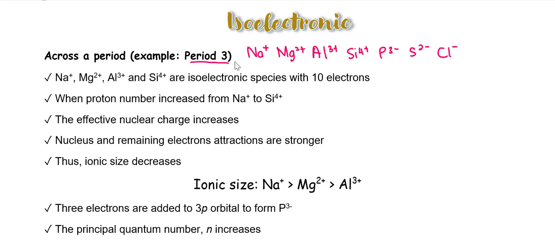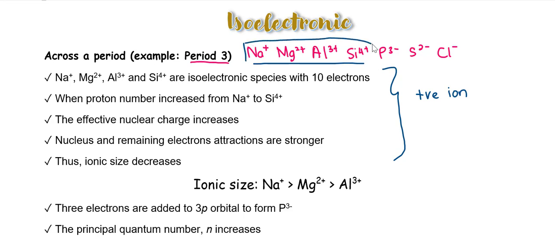So if the question asks you to explain the trend of the isoelectronic species across a period of the ions, we have to divide it into 3 parts. The first part I divide is the positively charged ions, which are these 4. We focus on these 4 ions first, where Na plus, Mg2 plus, Al3 plus and Si4 plus are all isoelectronic species with 10 electrons.